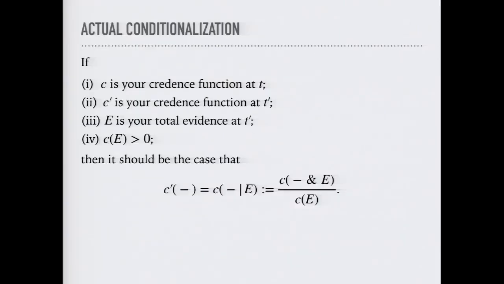So, actual conditionalization. I won't go through all of these in detail, because it's probably reasonably obvious to you, but it basically says if C is your credence function at the earlier time, C prime is your credence function at the later time, and at your later time your total evidence is E, and your prior gave some positive probability to that proposition that states your total evidence, then your credence function at the later time should be the conditional probability relative to your earlier credences, conditional on E. So the point is that all this is interested in is what actually happens, what evidence you actually receive, and what you in fact do in response.